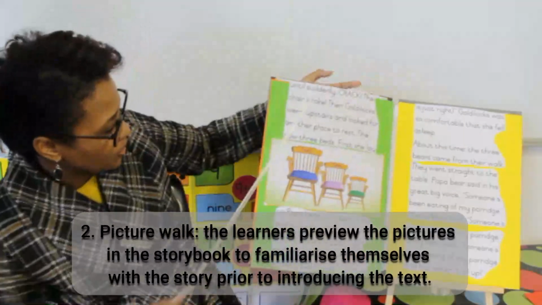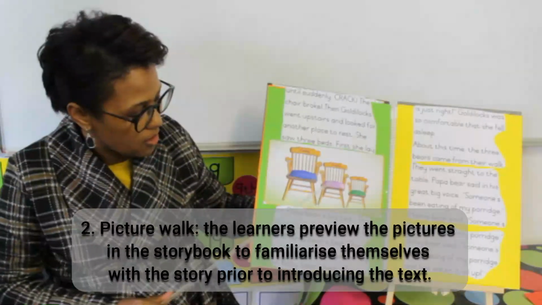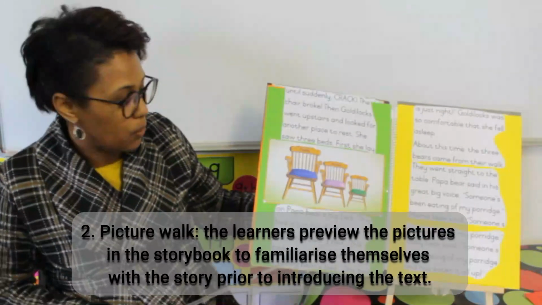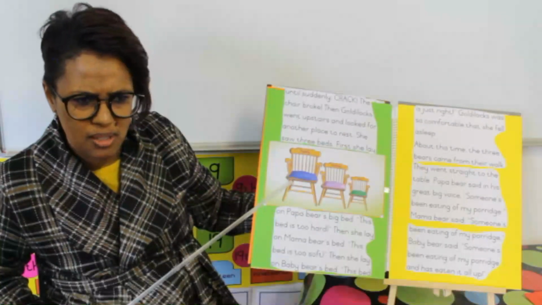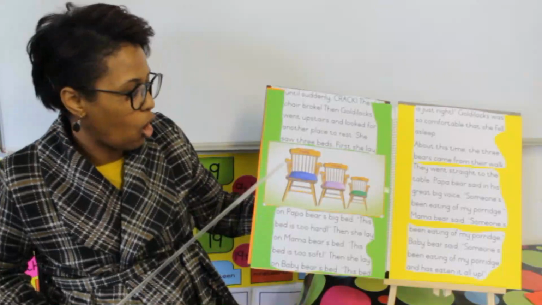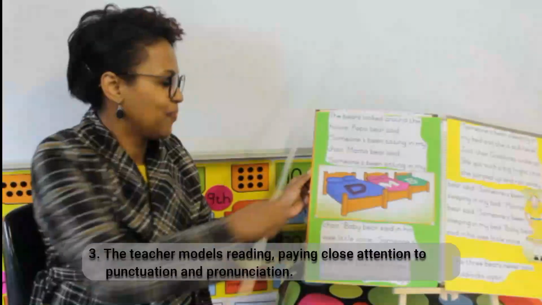Next one. Let's see what's happening here. Here we have how many chairs? We have 3 chairs. And again, what do we see about the sizes of the chairs? They are different. Okay, we are ready to start the story. Okay?